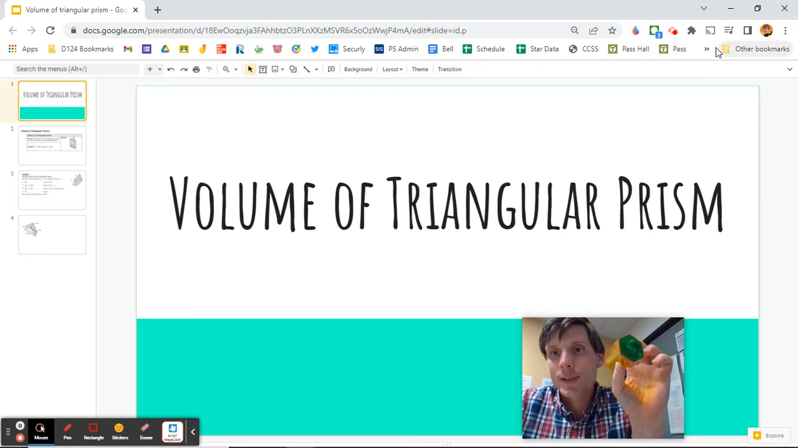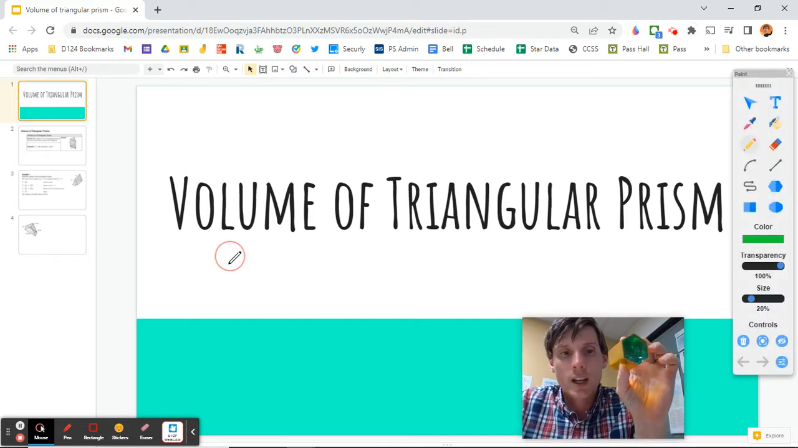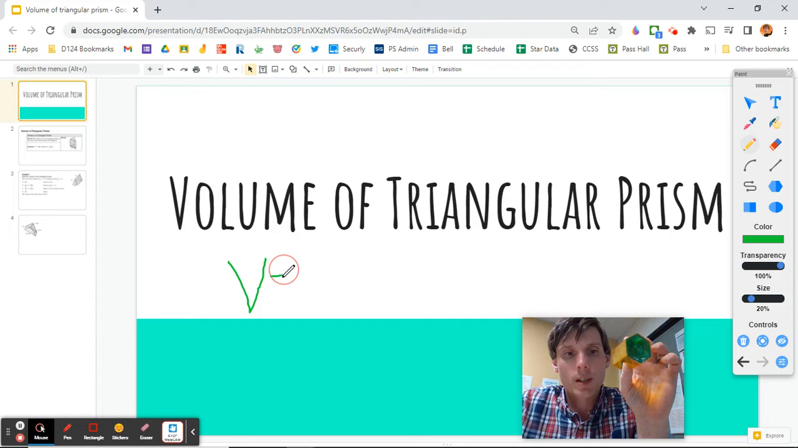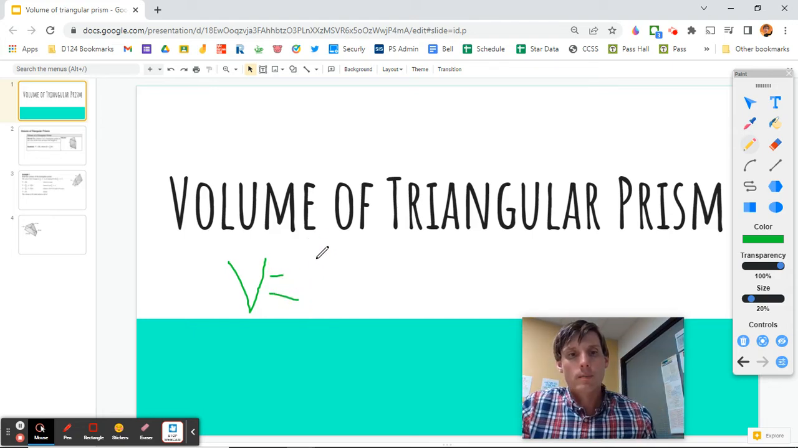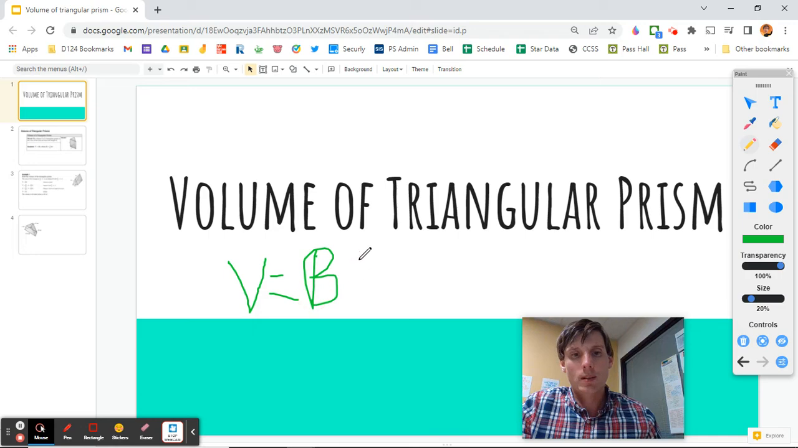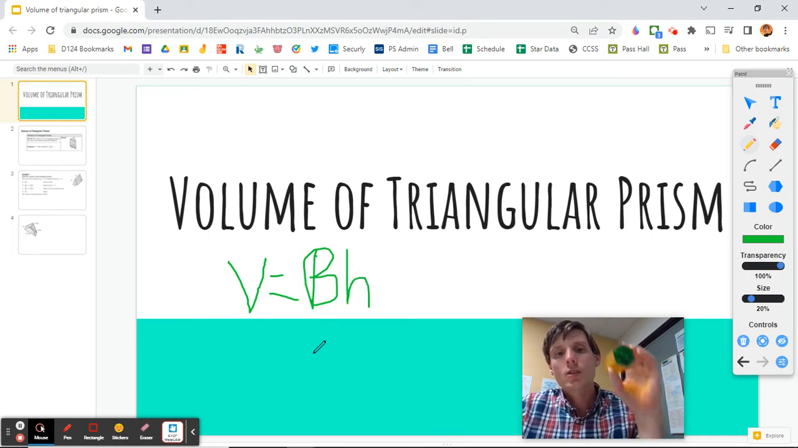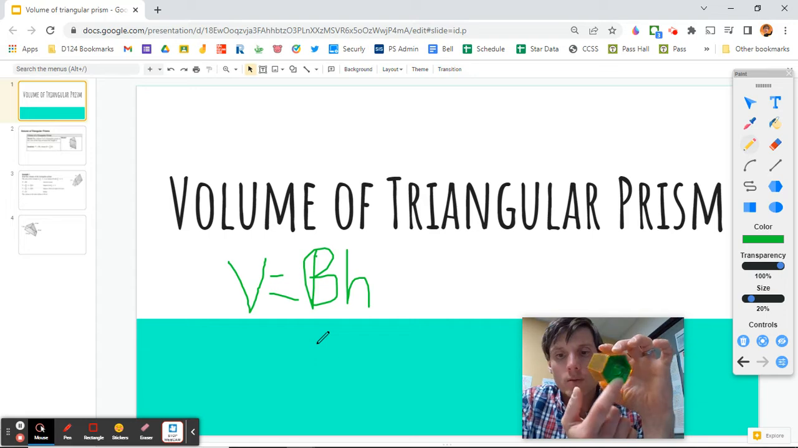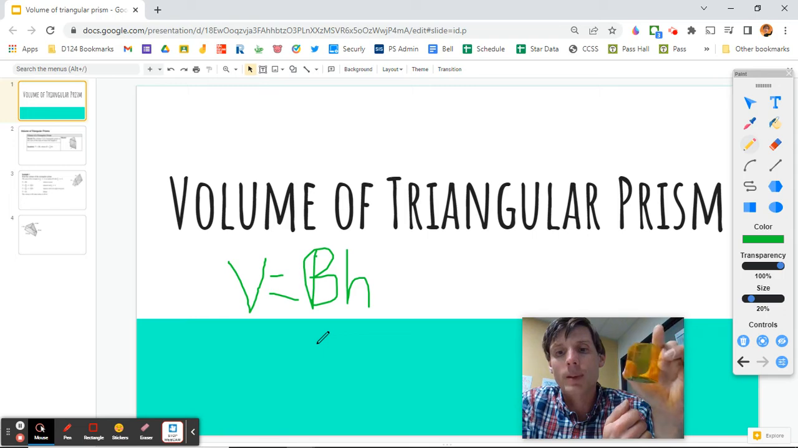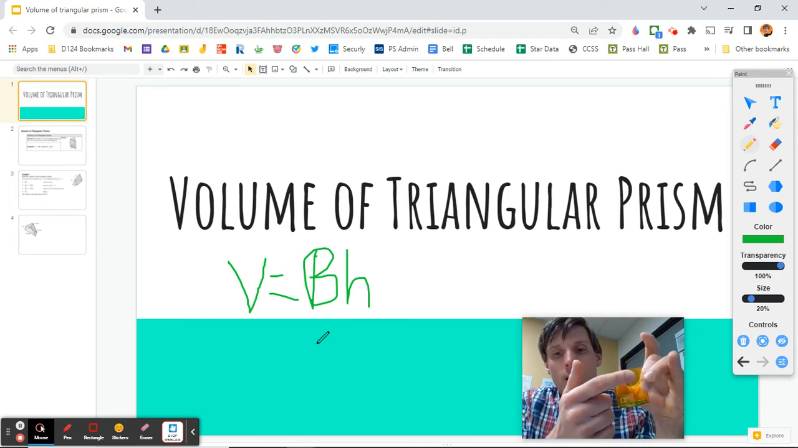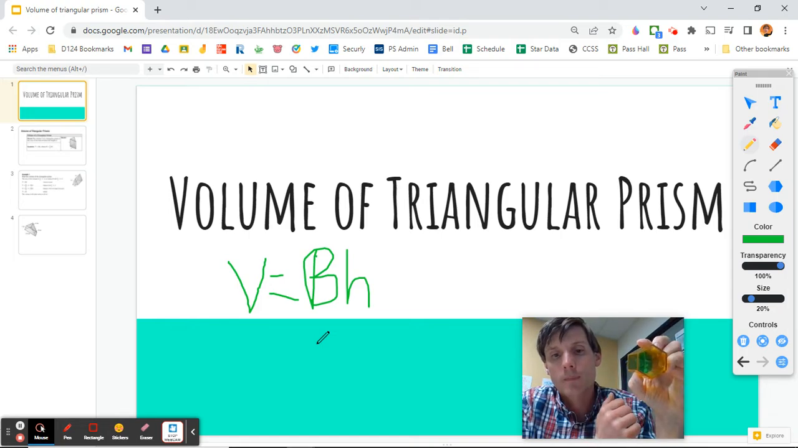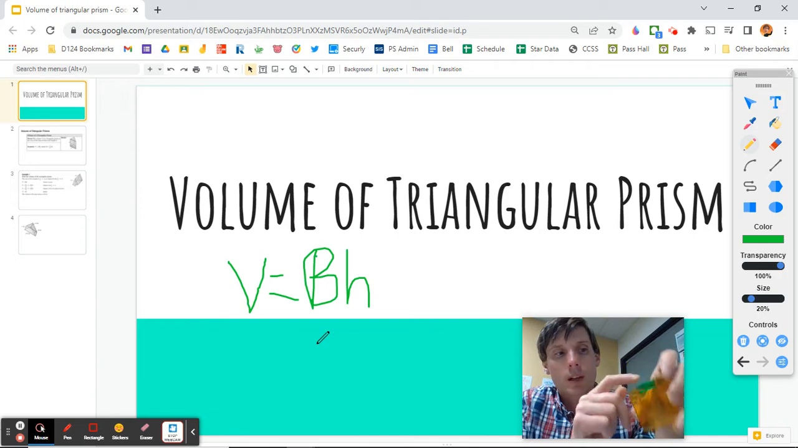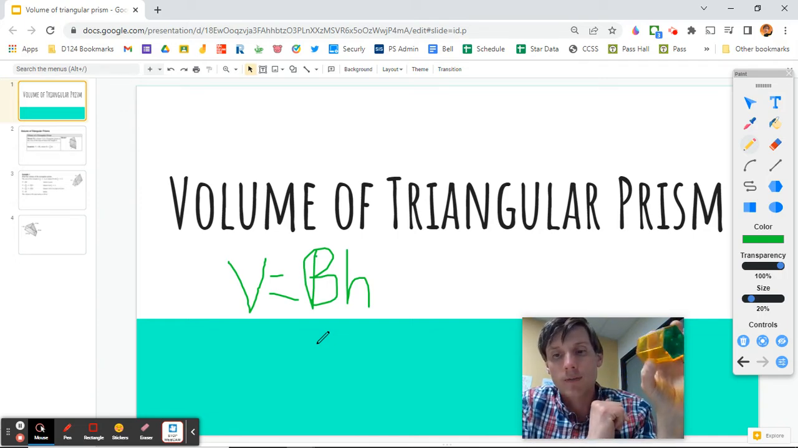To find the volume of any prism, it's always the same formula, but we have to tweak it for the individual shape we're looking at. The volume of any prism is going to be big B, the base, times height. So what is that big B? In that case, it's this green hexagon. You find the area of this, and then multiply it by the height of the object, which is the line that connects this shape to the same shape on the opposite side. So the area of this times that height gives the volume of the shape.